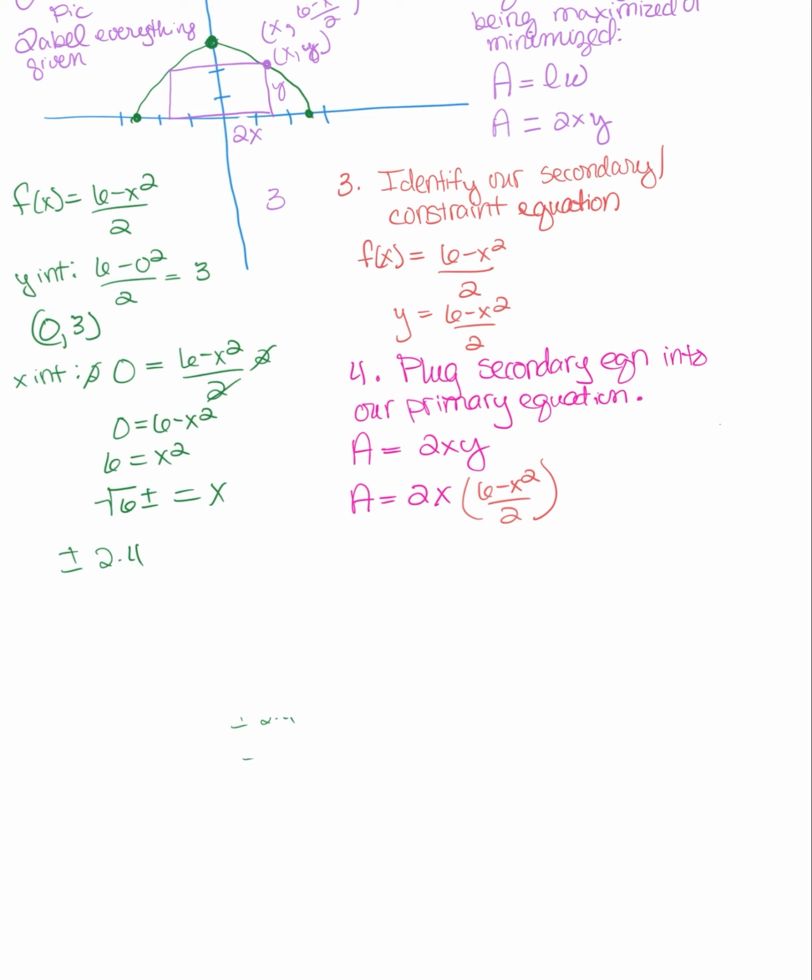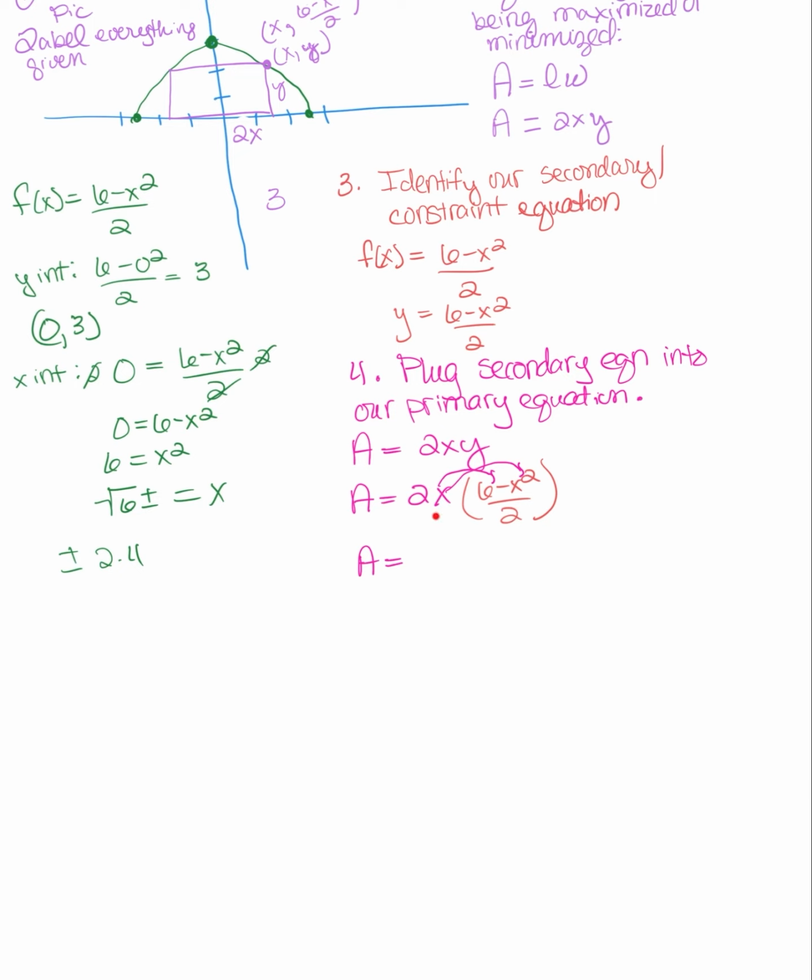And then we're going to solve. So we have A equals, now what I want to do is take this and distribute this x, because right now, remember, the whole point of this is to take the derivative of the thing that we're maximizing or minimizing. And so I want to get this into a form that is so easy to take the derivative of.